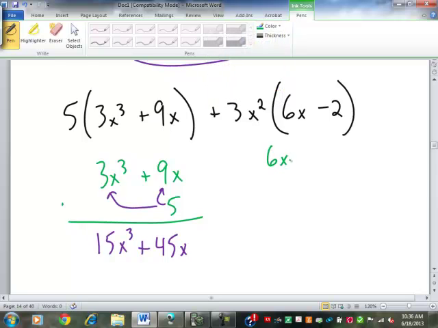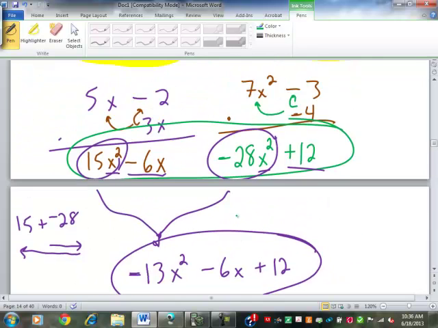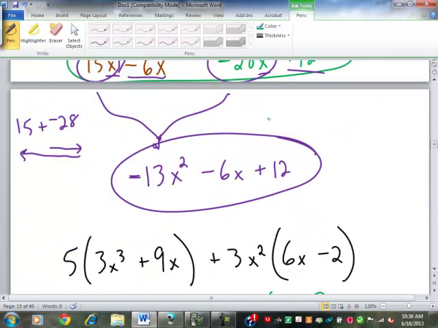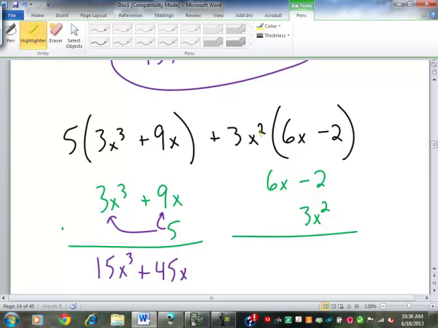This is 6x minus 2. Is it times 3x squared or is it times the negative 3x squared? Why would I even ask that? It's a positive 3x squared. Up here, this became a negative 4 because it was minus 4. Down here, it's almost silly of me to ask because there's no negatives here anywhere. It's a plus 3x squared. There's no reason to even worry about it. But I wanted to make sure you understood where that negative came from before.